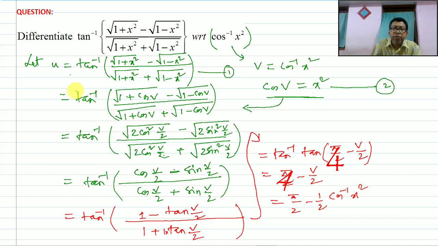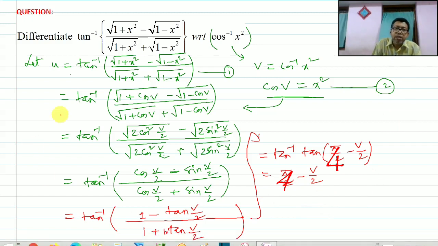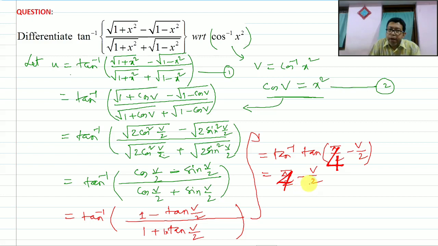Now you have started from u, no? Better you don't do this one. I want to rub this one. One minute please. Don't do this one, otherwise the step will be too lengthy. So in this case this is u, no? U is equal to pi by 4 minus v by 2. So you just find du dv. Du dv is equal to d dv of pi by 4 minus v by 2.